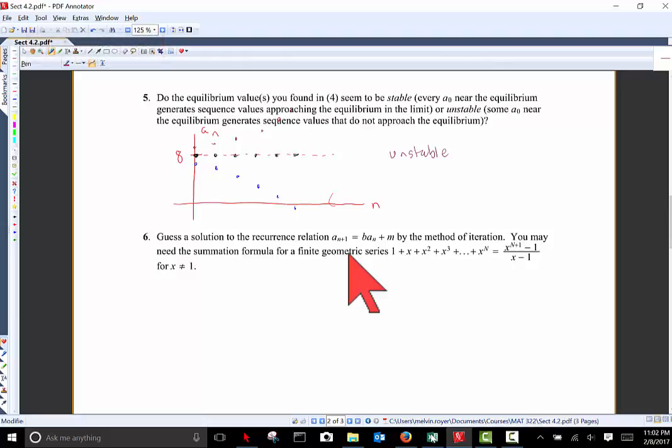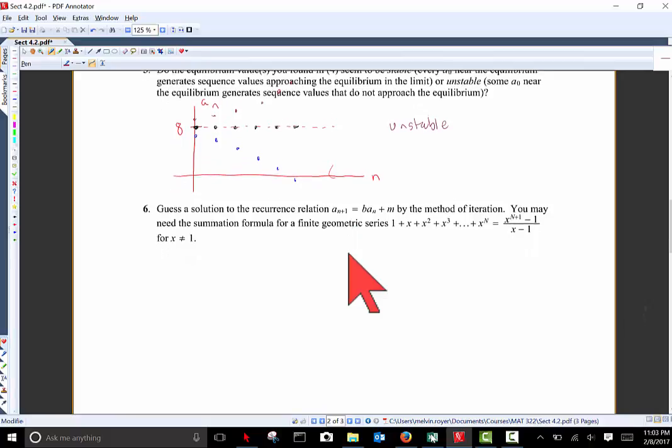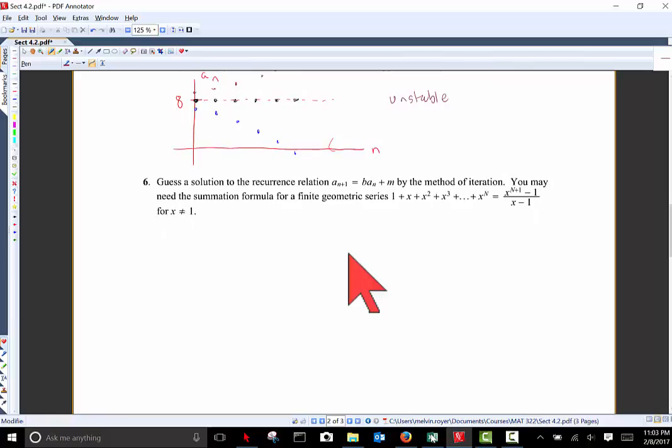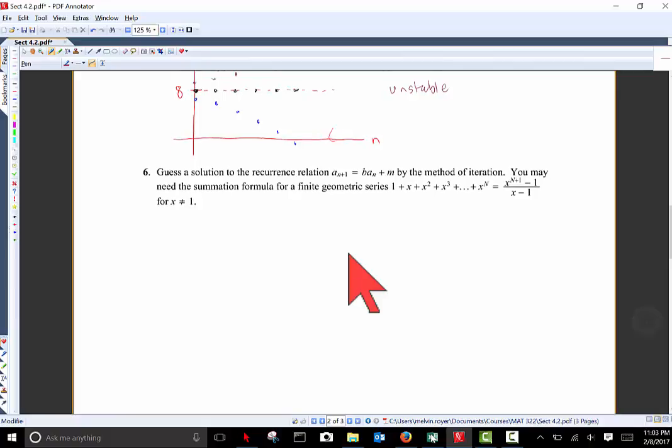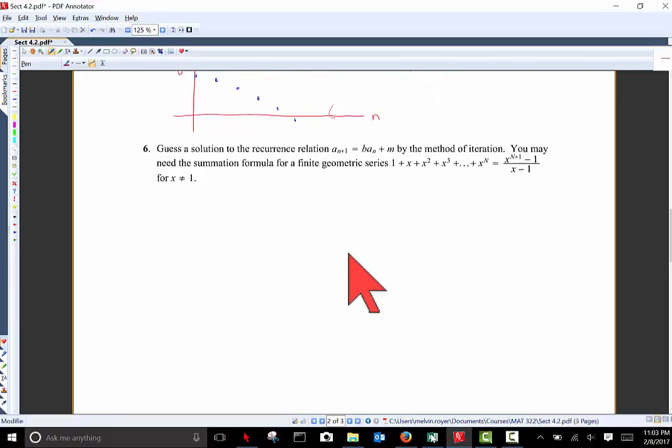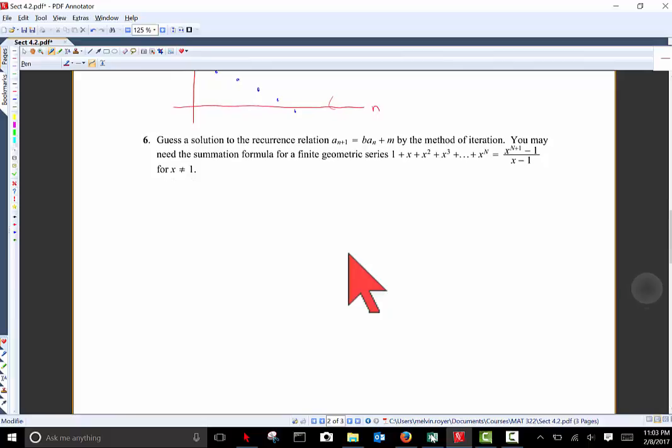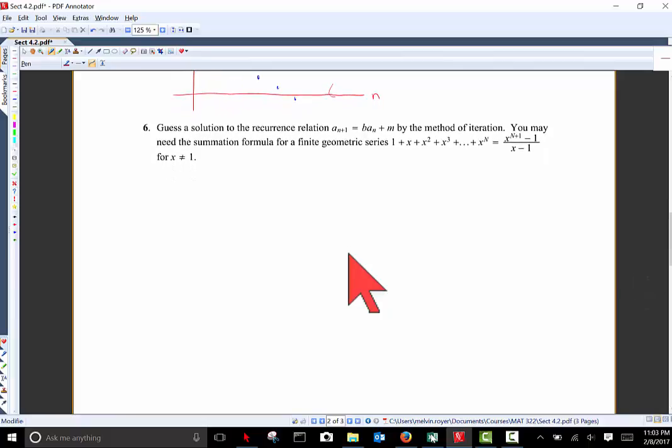So let's see if we can guess a solution. And then I believe in a homework exercise, you're actually asked to verify that our guess is correct. We'll use the method of iteration. If you've had discrete math already, we talked about this. If you're in discrete math, we will talk about this. If you're not in discrete math and haven't been, don't worry about it so much.